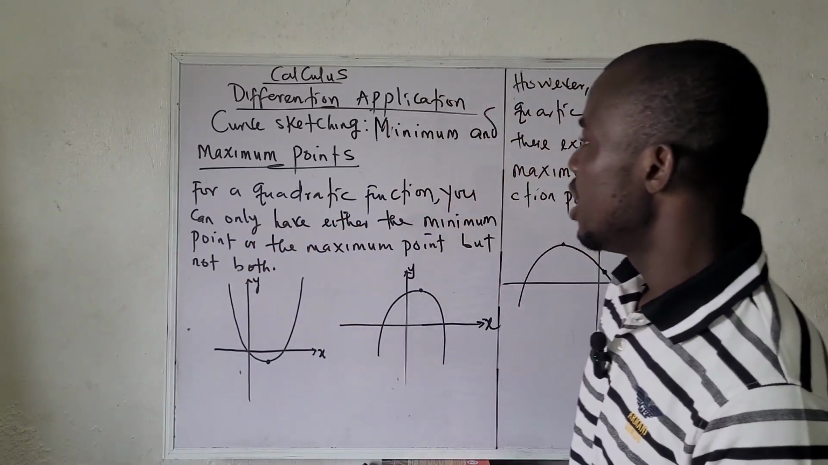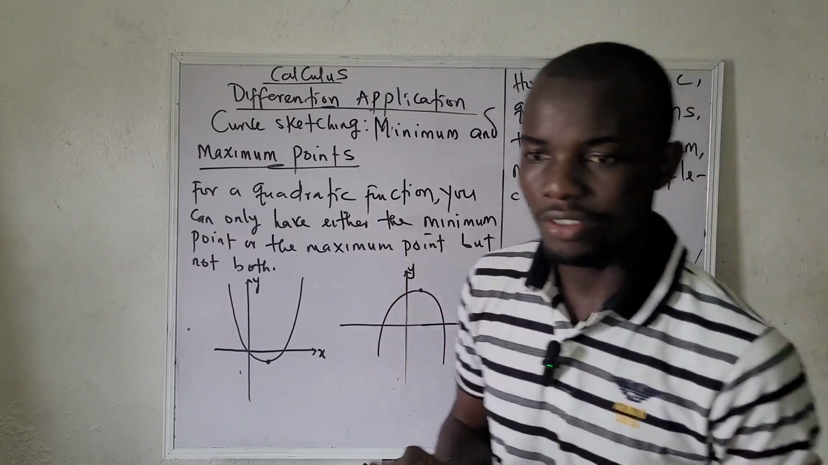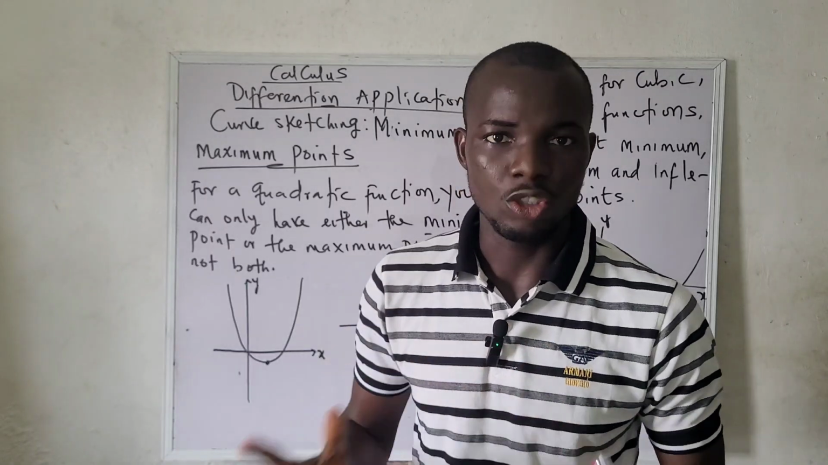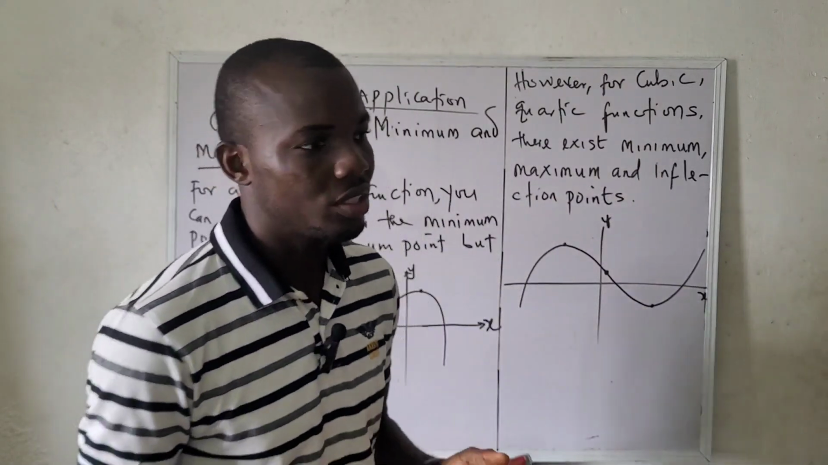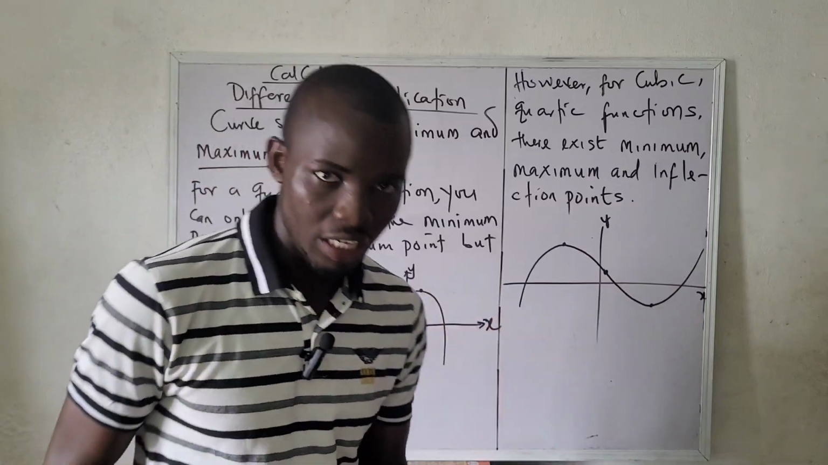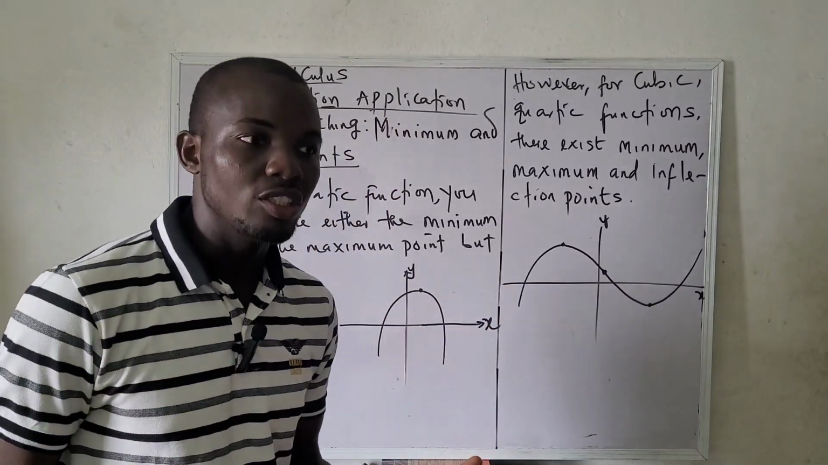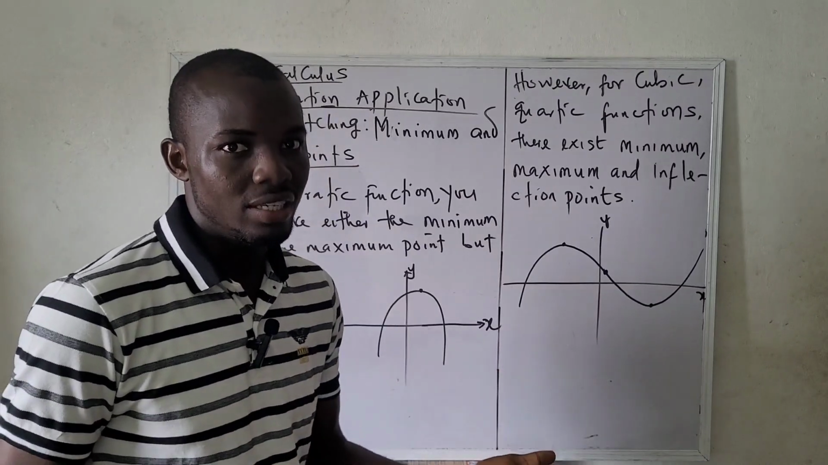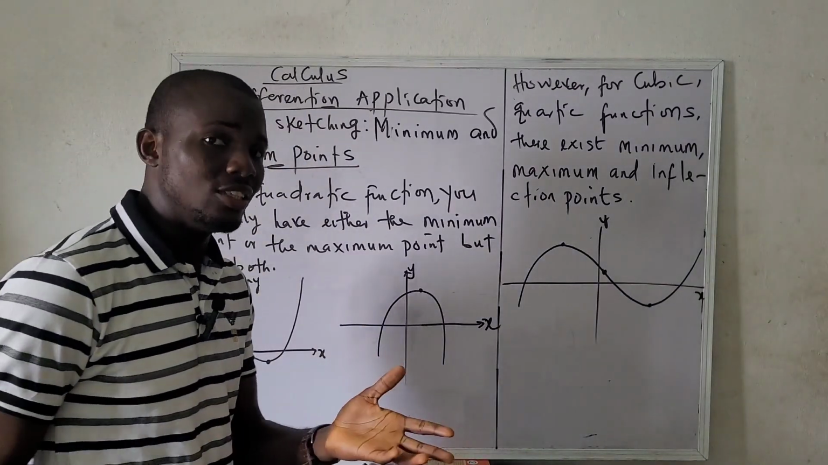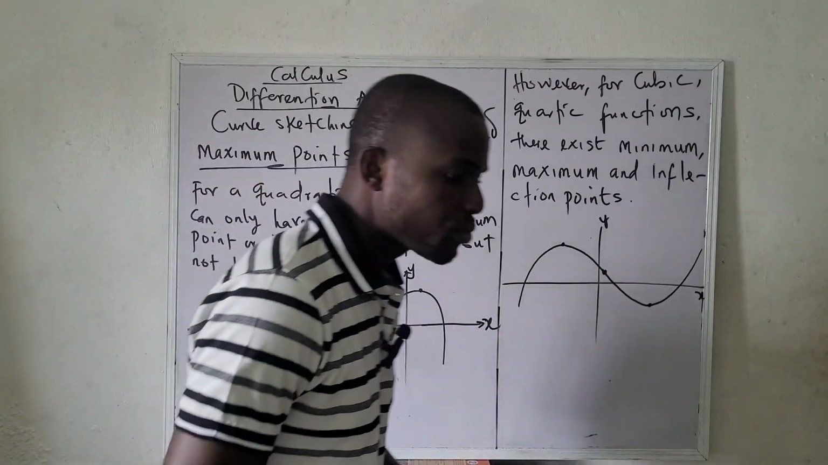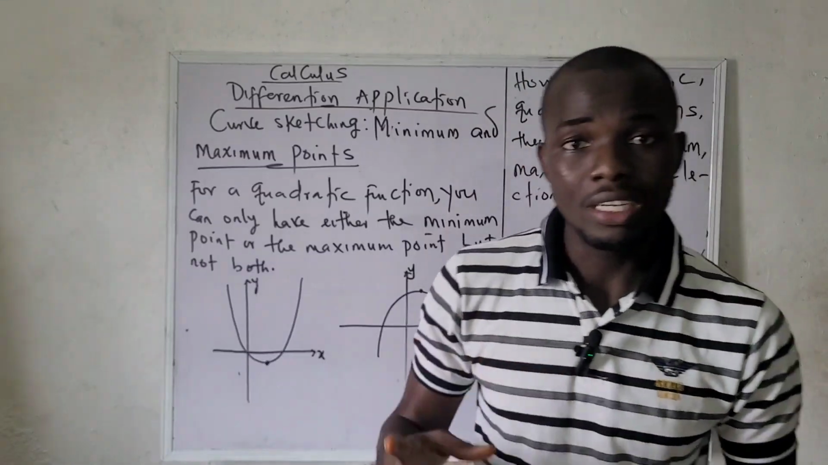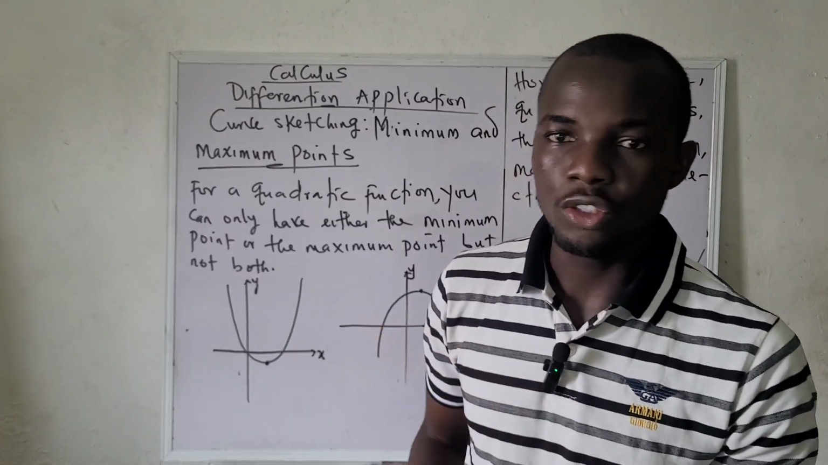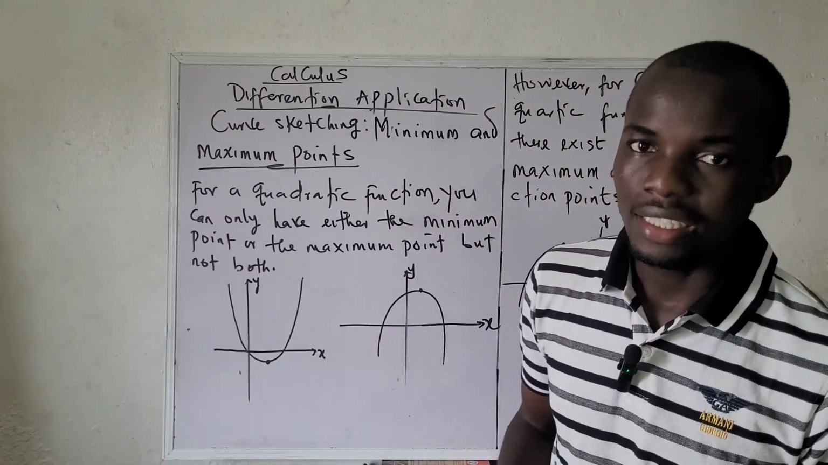Now, to begin with, for a quadratic function, you can only have either a maximum or a minimum point. You can't have both at once. Questions you have come across will ask students to find the minimum point, find the maximum point of a graph that was plotted, maybe a quadratic graph, and that one is easy to find, but when we are now looking at cubic functions, quartic functions, and so on, this kind of function, the curve behaves differently.